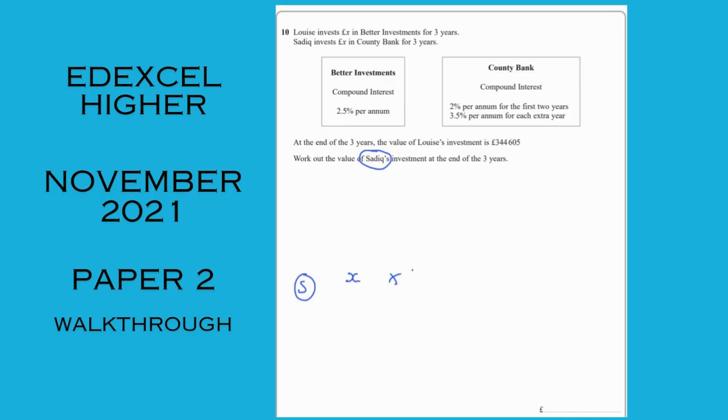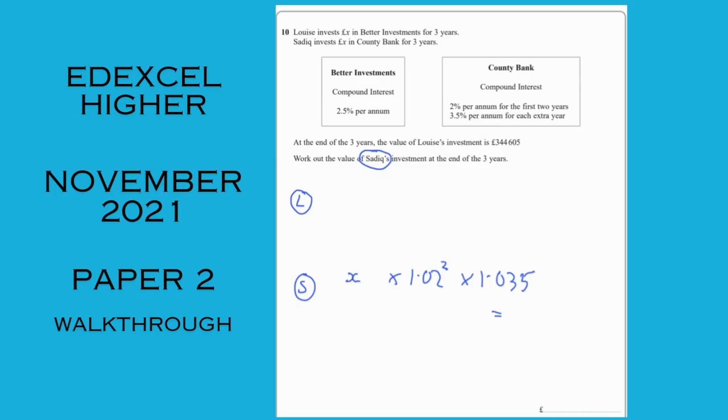We'd be able to times it by 1.02 for 2 years and 1.035 for the 3rd year. So if we knew X, we could get cracking. So that's why we need to go to Louise first.